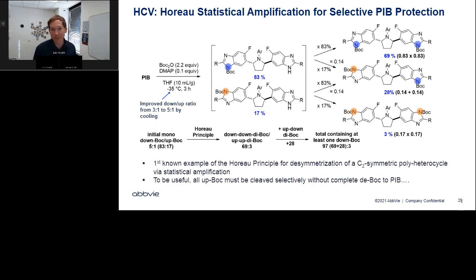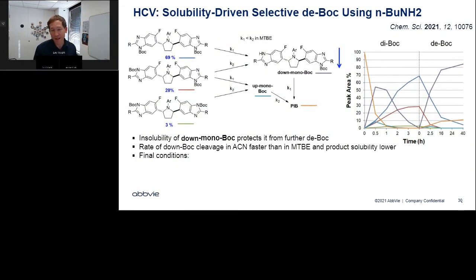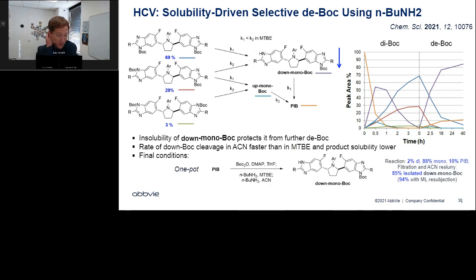So in the same pot, we could just switch solvents and introduce butylamine. And you can see here this intermediate 69 to 28 to 3 ratio of these 3 di-Boc species. And by introducing butylamine and allowing the down mono-Boc to precipitate, we could drive up the formation of this isomer and ultimately get, with a slight change in conditions with another solvent switch to optimize that Boc rate difference phenomenon in acetonitrile, 88% or 85% isolated yield of the down mono-Boc, or up to 94% with a resubjection of mother liquors.